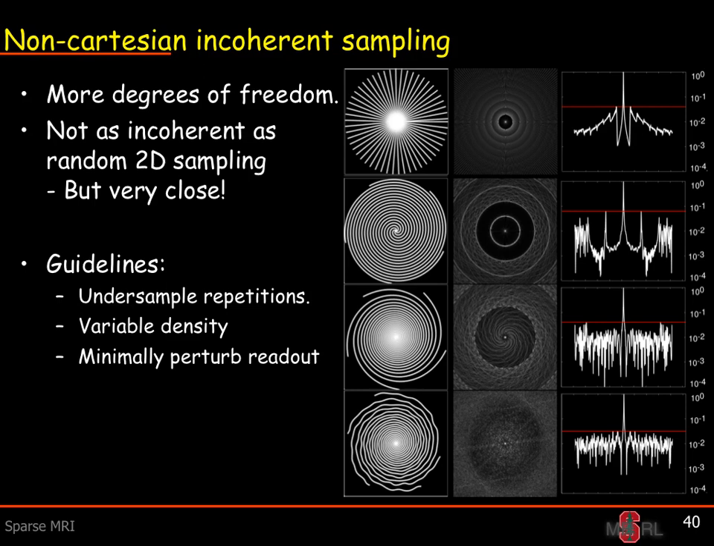But overall, the best strategies use some form of variable density sampling that is more dense in the middle of k-space versus the outer parts of k-space, and they minimally perturb the readout for stability.